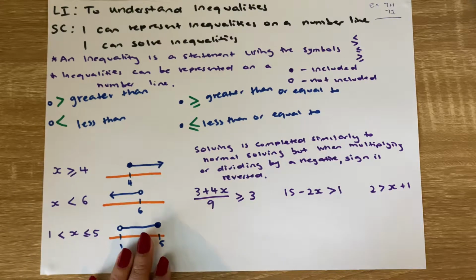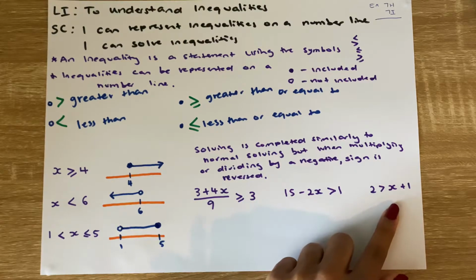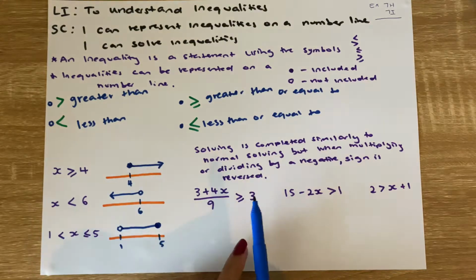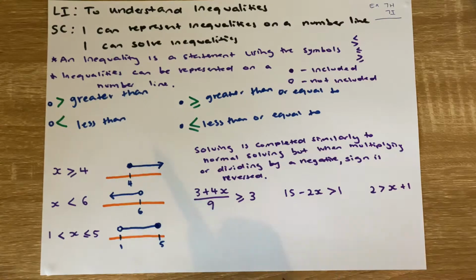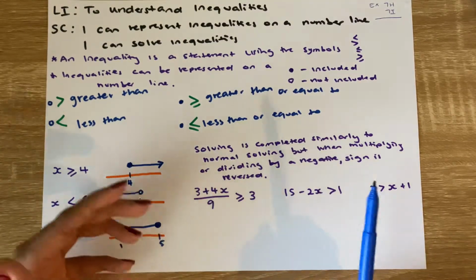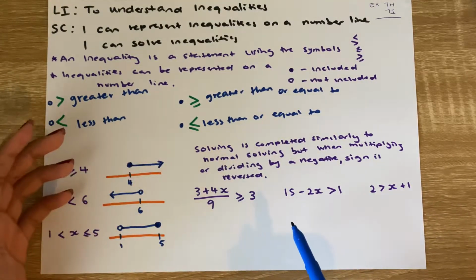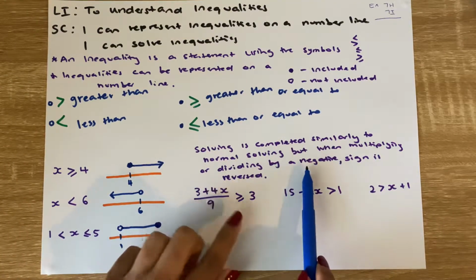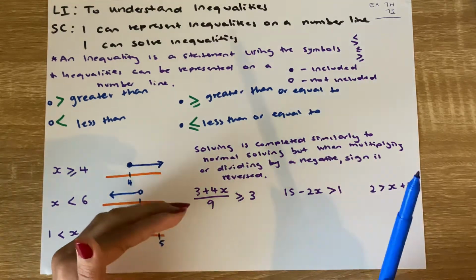All right. What we can also do is we can solve equations using inequalities. What you may notice is instead of an equal sign here, we have an inequality symbol. Now, solving inequalities is basically the same process that we use when we are solving normal equations. The only difference is when we are multiplying or dividing by a negative number, we end up reversing the sign. And I'm going to show you what that means.